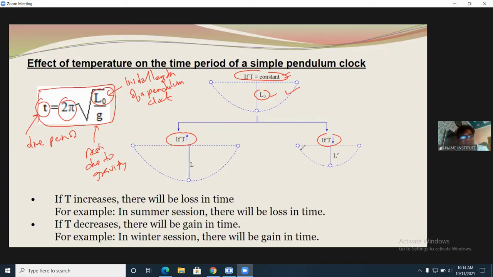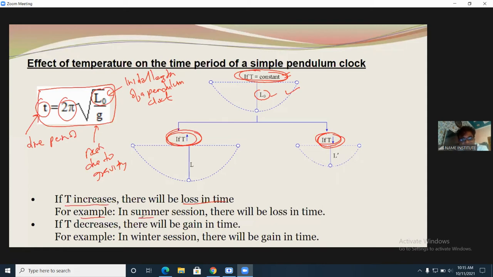So three parts we have taken in our class here. When temperature is constant, there will be neither loss nor gain in time. If temperature increases, there will be a loss in time, and if temperature decreases, there will be gain in time. And that we have collected at one place now here. If temperature increases, there will be loss in time.